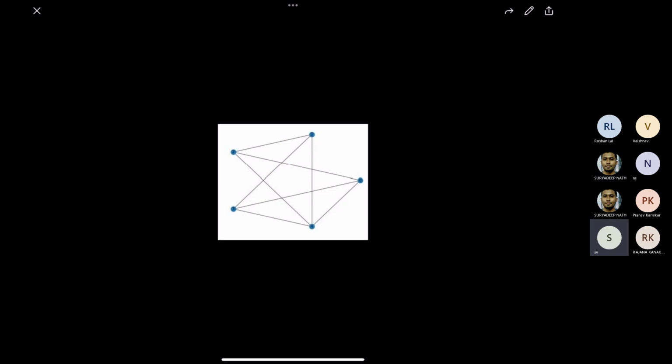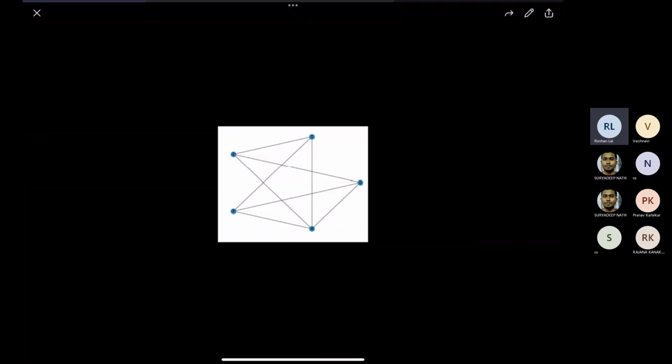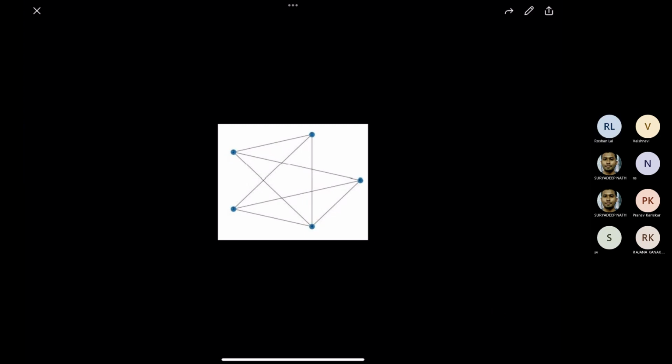Sir, but in the solution, it is given as 8 by 15, 0.53 as the answer. In the assignment solution, it's given, sir. Okay, but the answer key is wrong, I guess. Because maximum edges can be 10, right? You have 5 nodes. There is no way it could be 15. I think there is something wrong in this question, sir. Hopefully, I think it is 8 by 10.